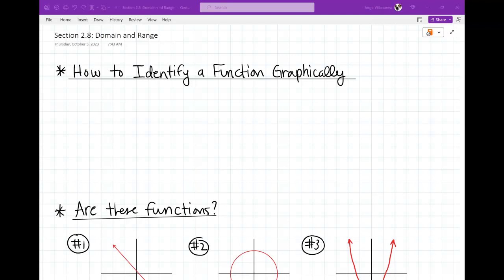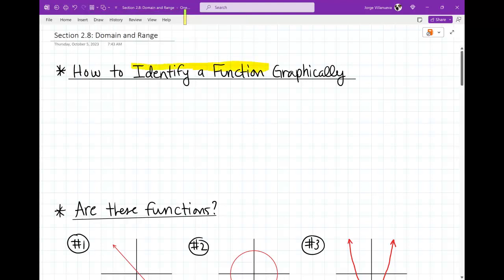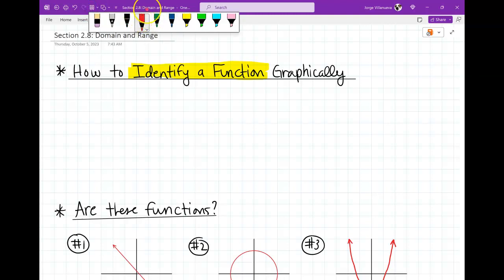Okay. So we're going to get into that in a bit, but how to identify a function graphically is going to be the first thing we're going to do, because they're going to be asking you questions about is the following a function, yes or no? So let me highlight that: how to identify a function. Now, there's a couple of different ways you can do it, but the easiest way is basically based on a picture. We use what's called the vertical line test.